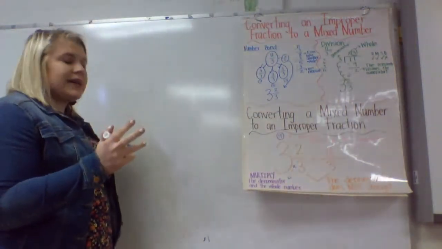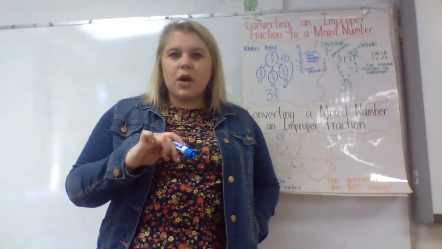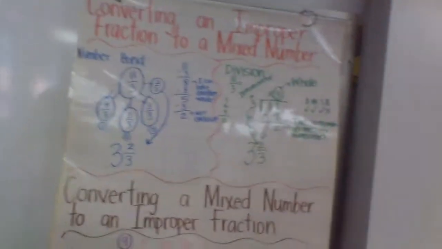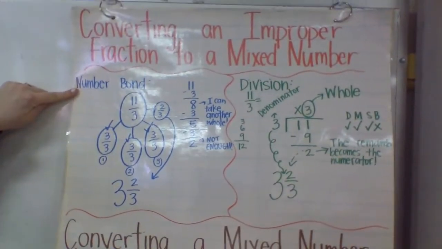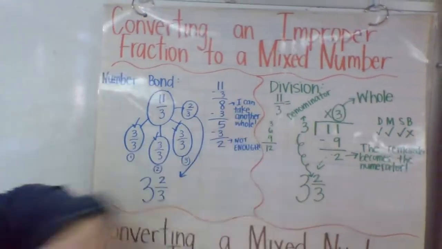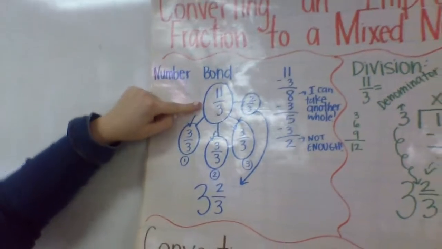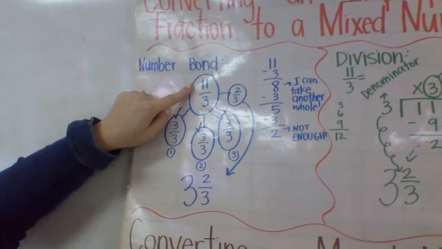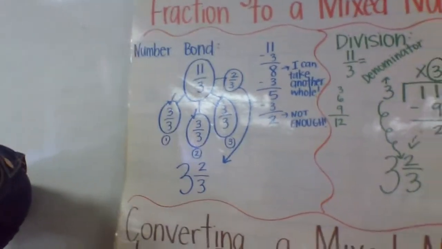There's a couple different ways that we can go from improper fractions to mixed numbers, and we're going to look at those really quickly. The two ways you can go from an improper fraction to a mixed number: you can use a number bond or you can use division. If you look at this fraction, 11 thirds, you can tell it's improper because my denominator is 3 and my numerator is 11, much larger than my denominator. So I can bring some whole numbers out.